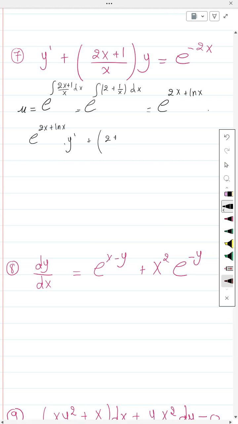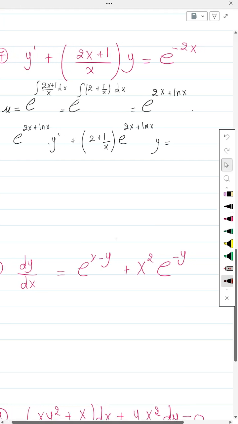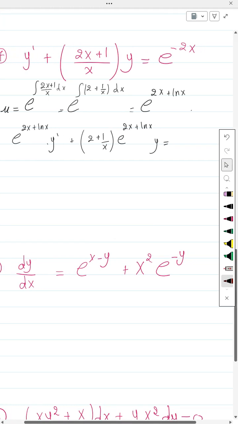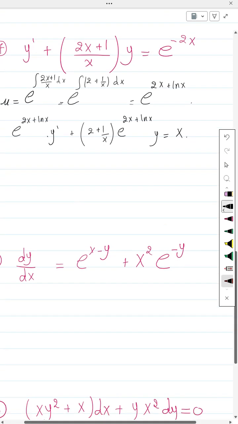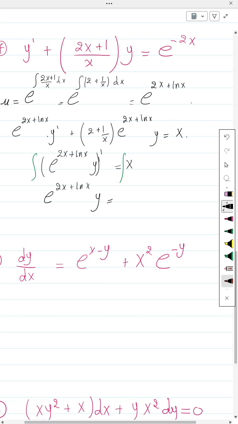plus 2 plus 1 over x times exponential 2x plus ln x times y, equal to exponential minus 2x plus 2x, which is equal to 0. Exponential ln x is going to be equal to x. As you can see here, it is the derivative of the product: exponential 2x plus ln x times y, all prime, is equal to x. So by integrating both sides, we obtain exponential 2x plus ln x times y equal to 1 over 2 x squared plus c.